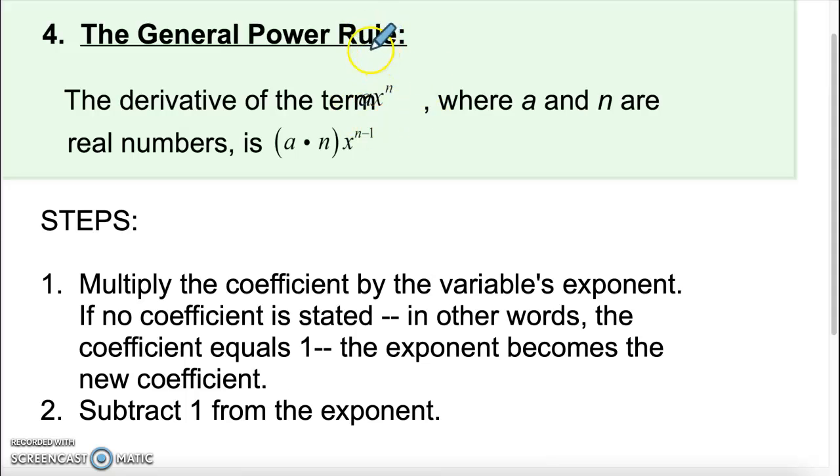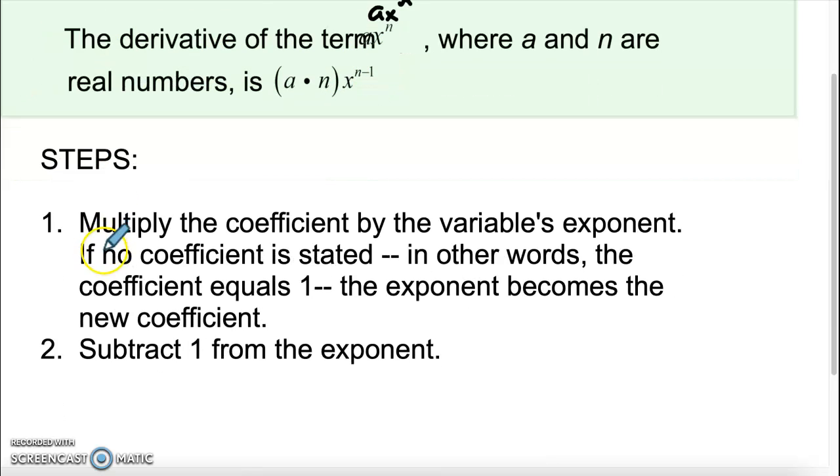So this is saying if we have a times x to the n, if we just have a coefficient out front already, then for the derivative, I just bring the exponent down and multiply it by my original coefficient. Okay, so a times x to the n, the derivative would be a times n times x to the n minus 1 power.